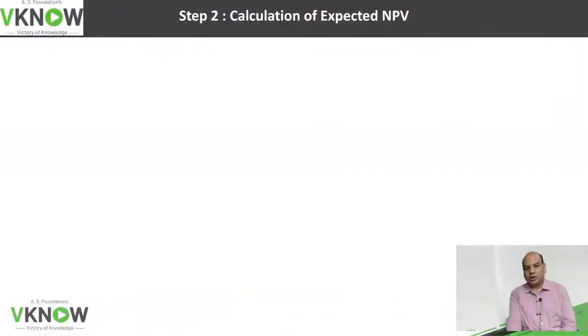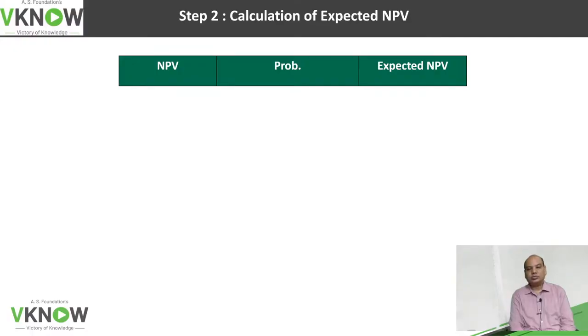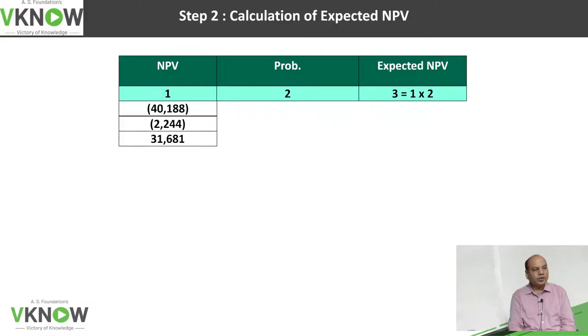Okay, write down below. Step 2, calculation of expected NPV. Draw this table with 3 columns. NPV, probability, expected NPV. Column number 1, 2, 3. Third column is 1 into 2. Then these are the 3 NPVs computed above. Copy NPV from previous table, 40,188, 2244 negative, 31,681. Up to this you have written. Then probability would be 0.1, 0.7, 0.2.